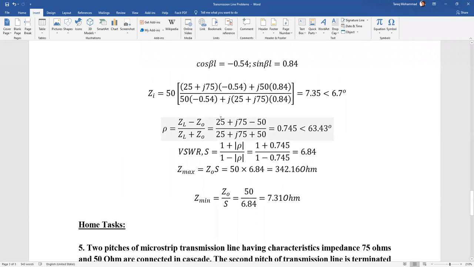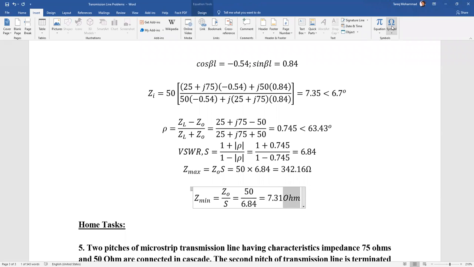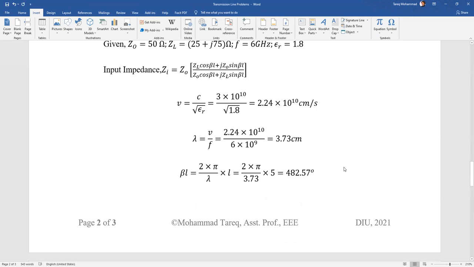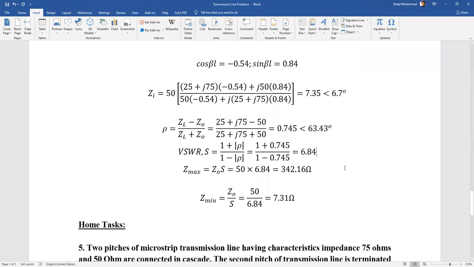Now, what is the value of ZI? 6.7 degree, rho is (ZL minus Z0) by (ZL plus Z0). Put in the values for VSWR S. Z max and Z min: Z max value is Z0 into S, Z min value is Z0 by S. So 50 by 6.84 or 7.3 ohm. Okay, you got it. It is nothing but putting the values of several entities into the main equation. That is the primary thing.